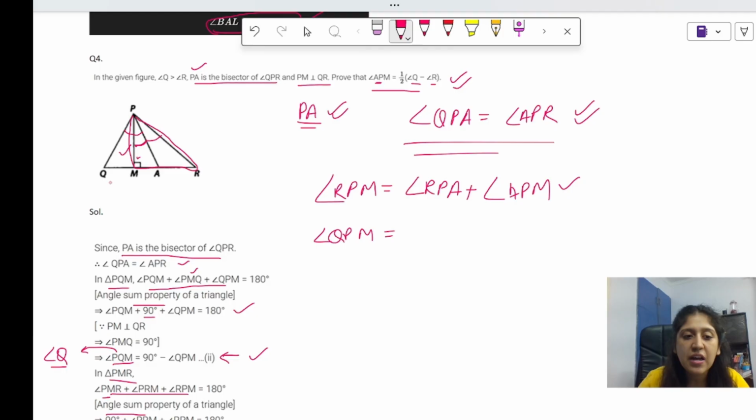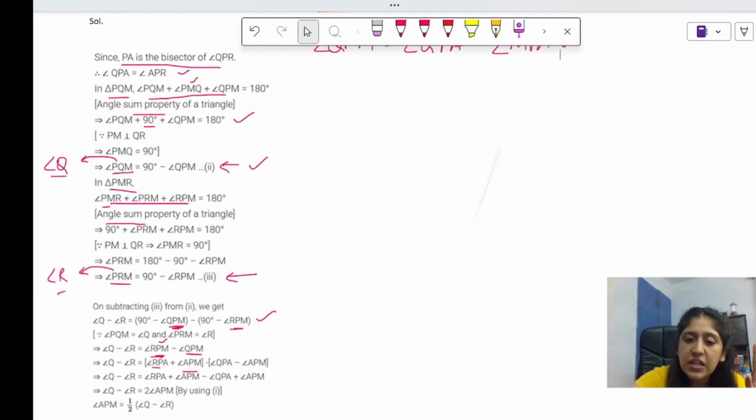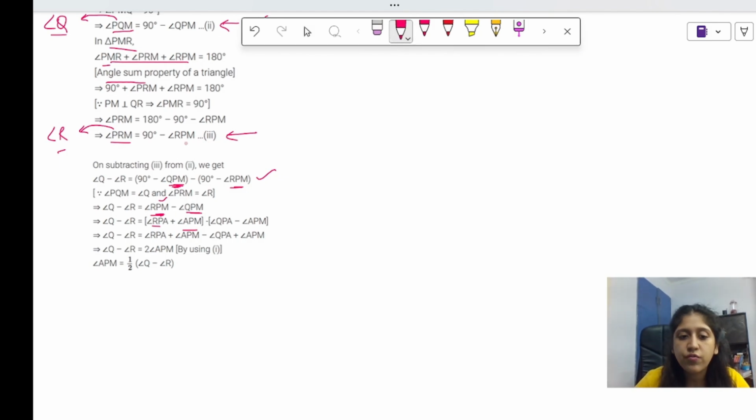Can I write QPM as QPA angle minus APM? Yes, I hope this concept is clear. मैंने बस certain additions and subtractions की हैं, that is all I've done. ये दो angles के subtraction से लिखे हैं. We have written the same thing, QPA minus APM.